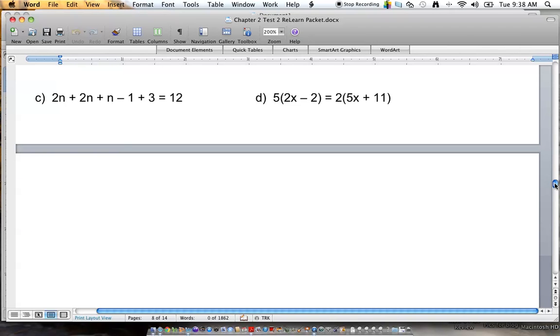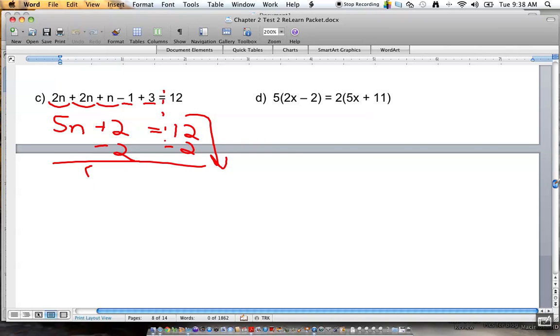All right, so here are the last 2 questions that we need to discuss. When I look at letter C, I see this is a same side situation. All of these letters are on the same side of the equal sign. 2n plus 2n plus another n is 5n. Now, I have a -1 and a +3. A -1 and a +3 is +2, and that's going to equal 12. Now, this is a standard 2-stepper. Minus the 12 from both sides. 5n is 10. Divide by 5. n is 2.